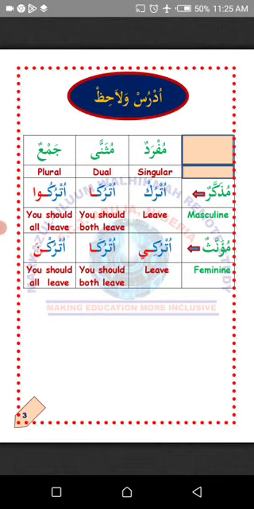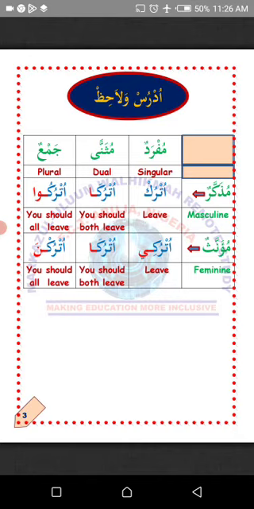Mufrad, singular. Muthanna, dual. Jam', plural. Mufrad, singular. This is a word in Arabic that means only one. Muthanna, dual. This is a word in Arabic that means only two. Jam', plural. This is a word in Arabic that means more than two. Remember, plurality in Arabic starts from 3 upward, unlike English where it starts from 2 upward.